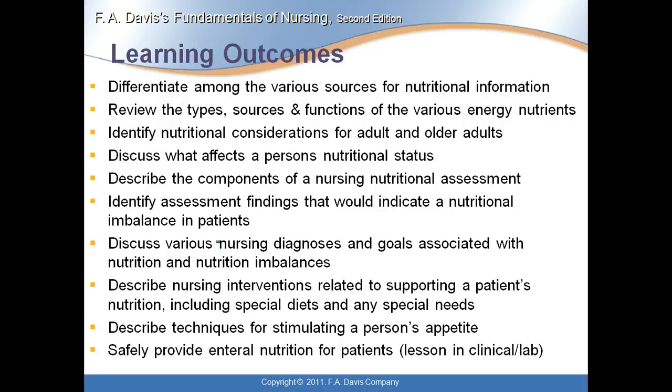The learning outcomes for this chapter are to differentiate among the various sources for nutritional information, review the types, sources, and functions of the various energy nutrients, identify nutritional considerations for adult and older adults, discuss what affects a person's nutritional status, describe the components of a nursing nutritional assessment, identify assessment findings that would indicate a nutritional imbalance in patients, discuss various nursing diagnoses and goals associated with nutrition and nutrition imbalances, describe nursing interventions related to supporting a patient's nutrition, including special diets and any special needs, describe techniques for stimulating a person's appetite, and finally, safely provide enteral nutrition for patients.